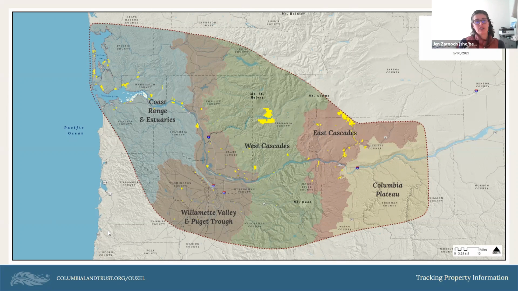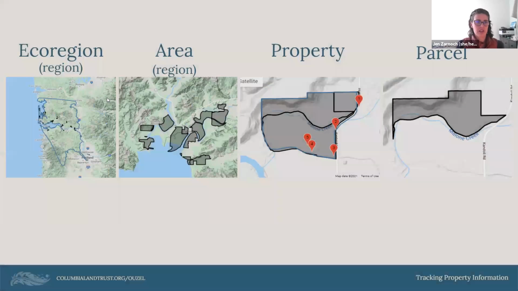But in Ouzel and elsewhere in our system, we organize them by both these ecoregions, and then we group them geographically into what we call stewardship areas. We refer to our properties as stewardship units or units. So you'll hear me go back and forth with properties and units. Just know that I mean properties. That's just what we call them internally.